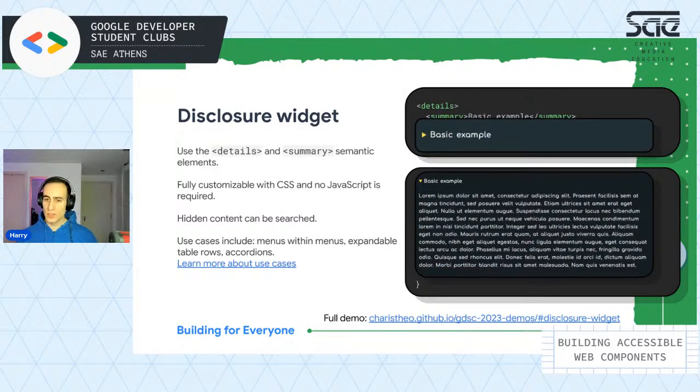Our disclosure widget, in its simplest form, can be something very simple over here on the right. Although the disclosure widget, you might find it in many other cases where you have maybe menus within the navigation, so you have specific sections that you can open and close. Or you have expandable table rows or accordions. An accordion could look like something here on the right.